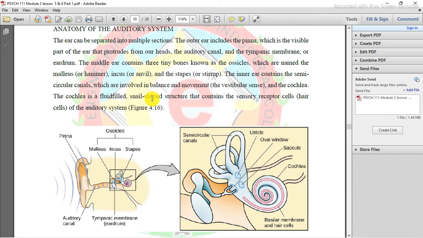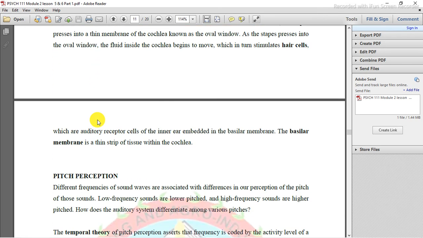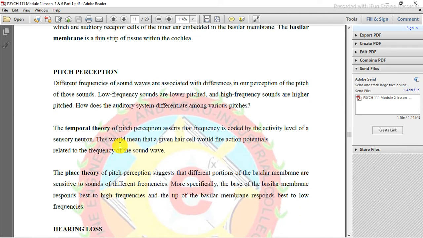And cochlea, the cochlea is a fluid-filled snail, yung parang snail ito, cochlea siya. Parang snail shape that contains sensory receptor cells, hair cells of the auditory system. Okay? Diyan nagtatravel yung sounds. And we have here the pitch, the basilar membrane, the thin strip of tissue within the cochlea. Pitch perception: different frequencies of sound waves are associated with differences in our perception of the pitch of those sounds.